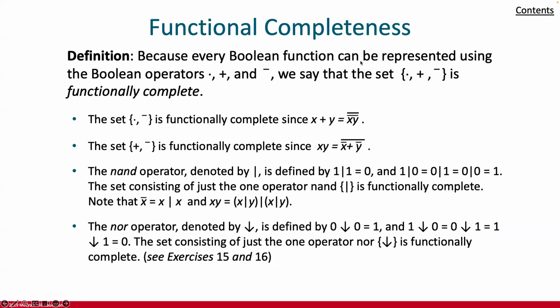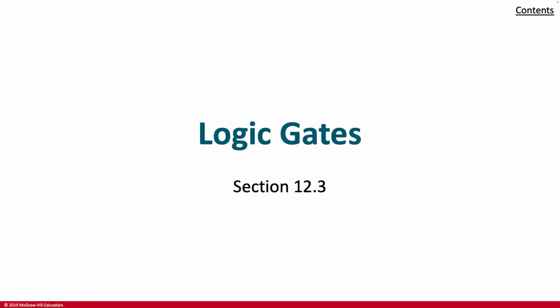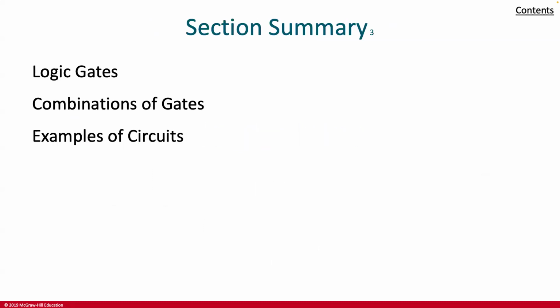Because every Boolean function can be represented using the Boolean operators multiplication, addition, and inversion, we say that this set is a functionally complete set. There's also a couple other things that are functionally complete, and you can be reading what they have here to be thinking that through as well. But let's just focus on this as the primary way that we're going to be looking at how we can be representing a Boolean function of however complicated we want to have it. We can make that work for us.